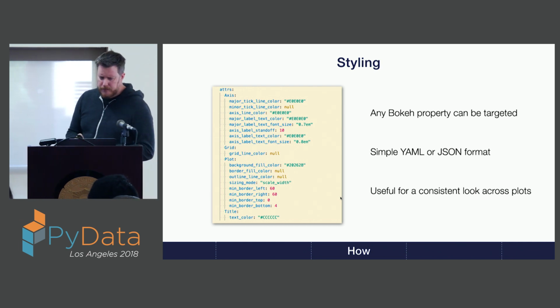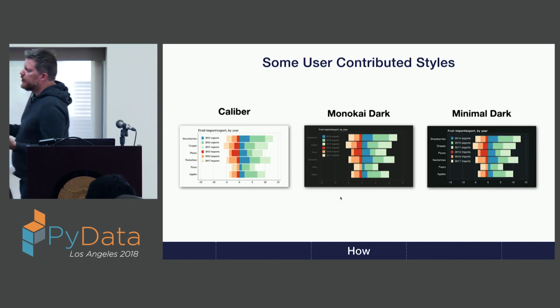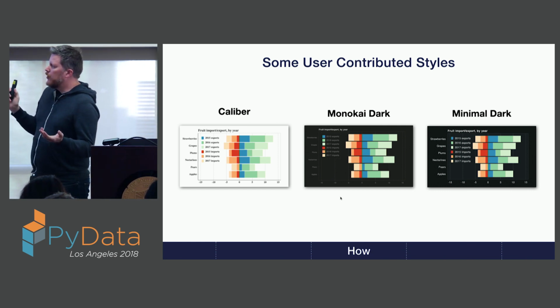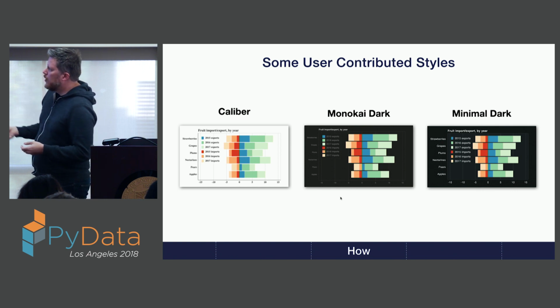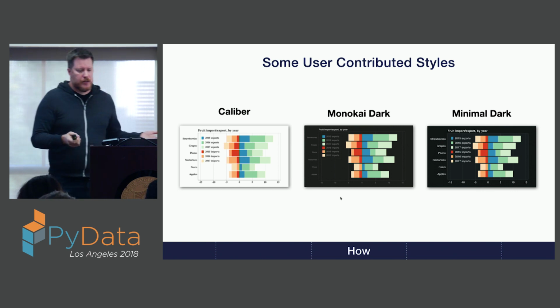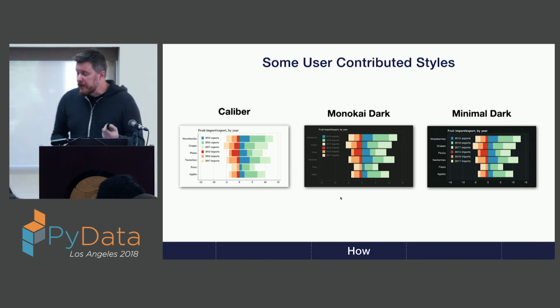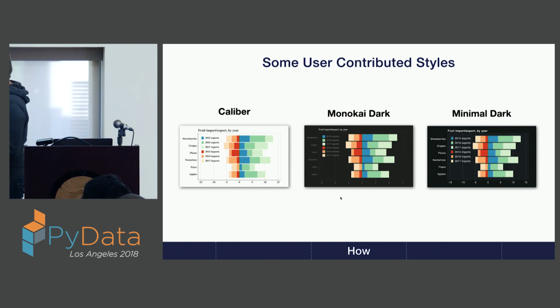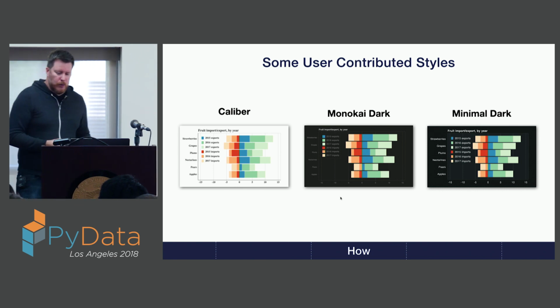Recently we've had some user contributed styles, and this is actually a great place for anyone who's interested in getting involved to plug in. You could create new styles, and we could talk about getting those added to Bokeh, but the Caliber, Monokai, Dark, and Minimal Dark styles are some things that have gone in recently. Definitely, there are some improvements we'd like to make to the styling mechanism itself. Another great place for new contributors to get involved if you want to look at a project to get involved with.